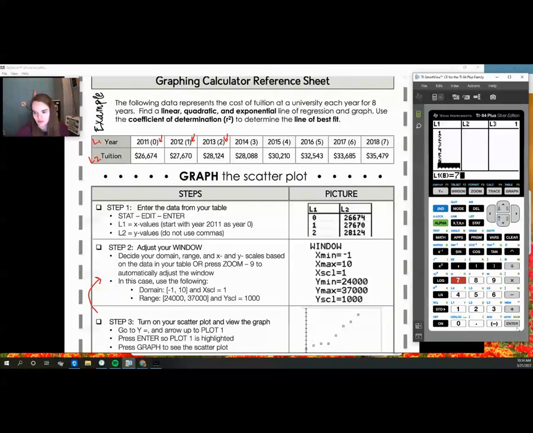6, enter, 7, enter. All right, we're going to go over to L2 to type in tuition. Do not put commas. 26,674, enter. 28,000. Nope, I missed the other one. Delete. 27,670, enter. 28,124, enter. 28,088, enter.